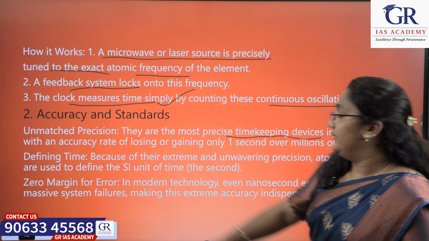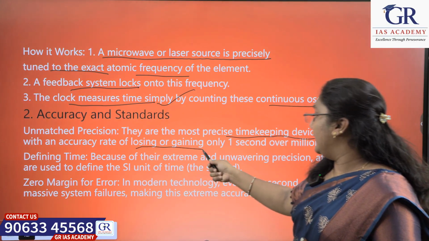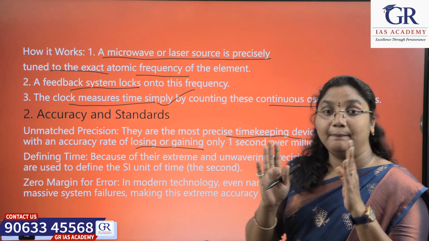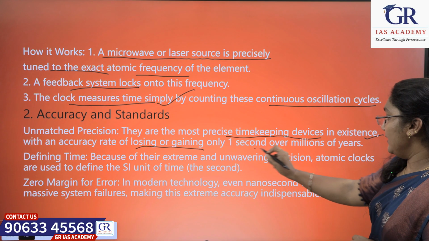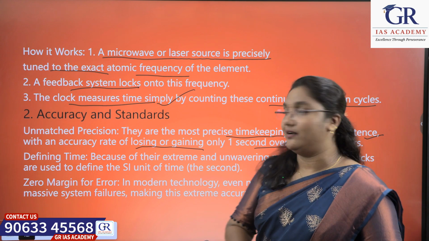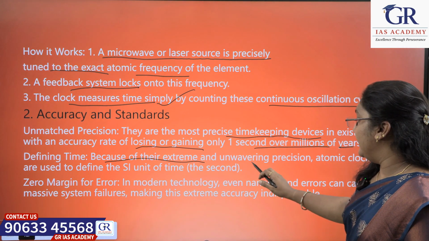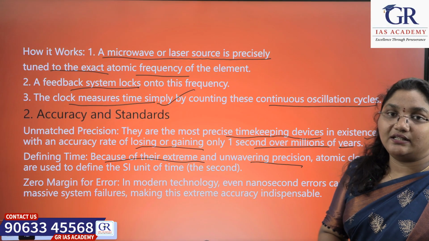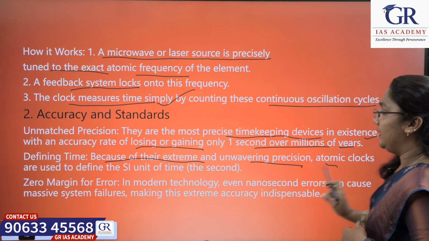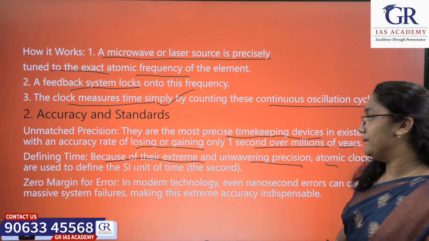In existence with an accuracy rate of losing or gaining only 1 second per million years. 1 second over millions of years. This is what the accuracy of atomic clocks is, because of their extreme and unvarying precision. Atomic clocks are used to define the SI unit of time, which is the second.